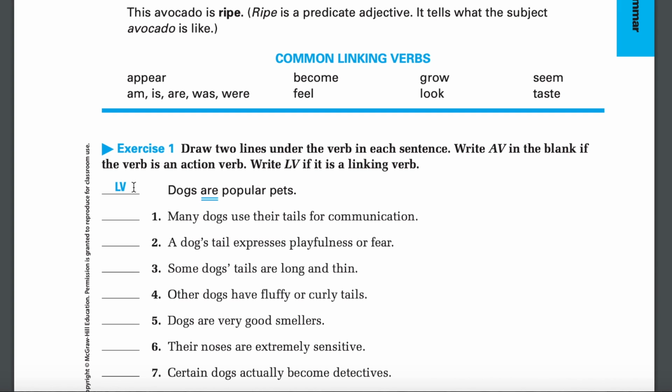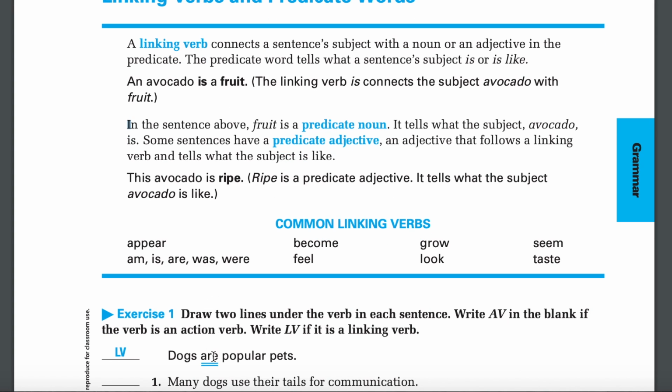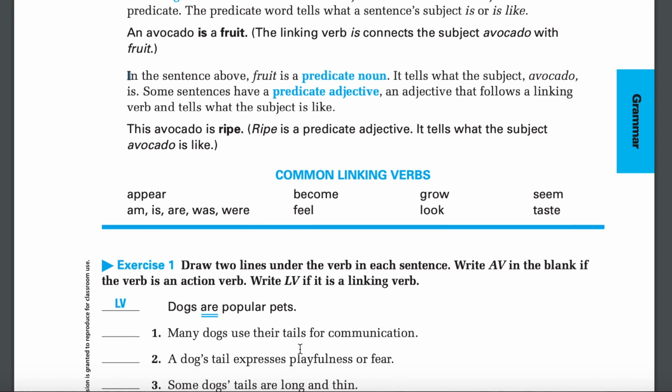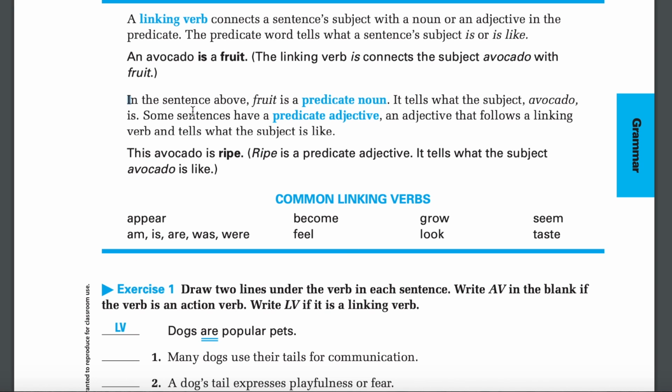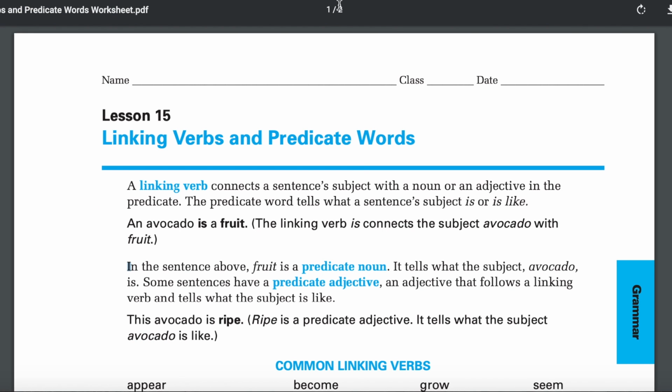LV is the linking verb because it's saying what dogs are. Dogs are what? They're popular pets. So just like how up here, it says an avocado is what? An avocado is a fruit. It's not saying dogs are cute, okay? Cute would be describing the word dogs. Popular pets, this is exactly what dogs are. Hopefully you guys see the difference. Sometimes it can get a little tricky, but just keep reviewing the examples up here and then I'm sure you'll catch on pretty quickly.